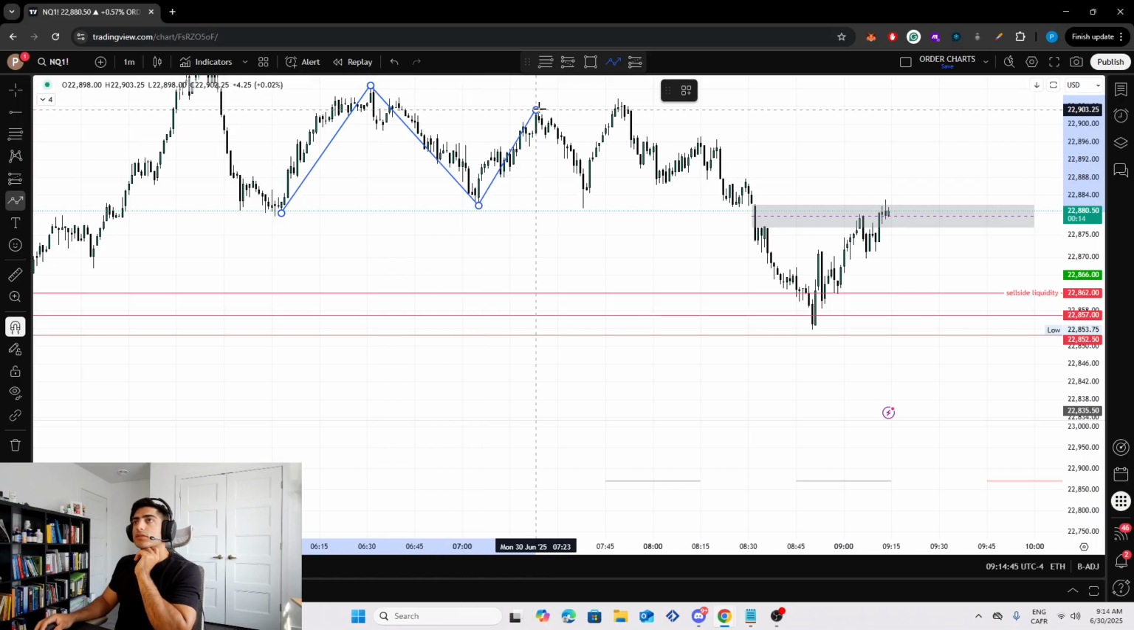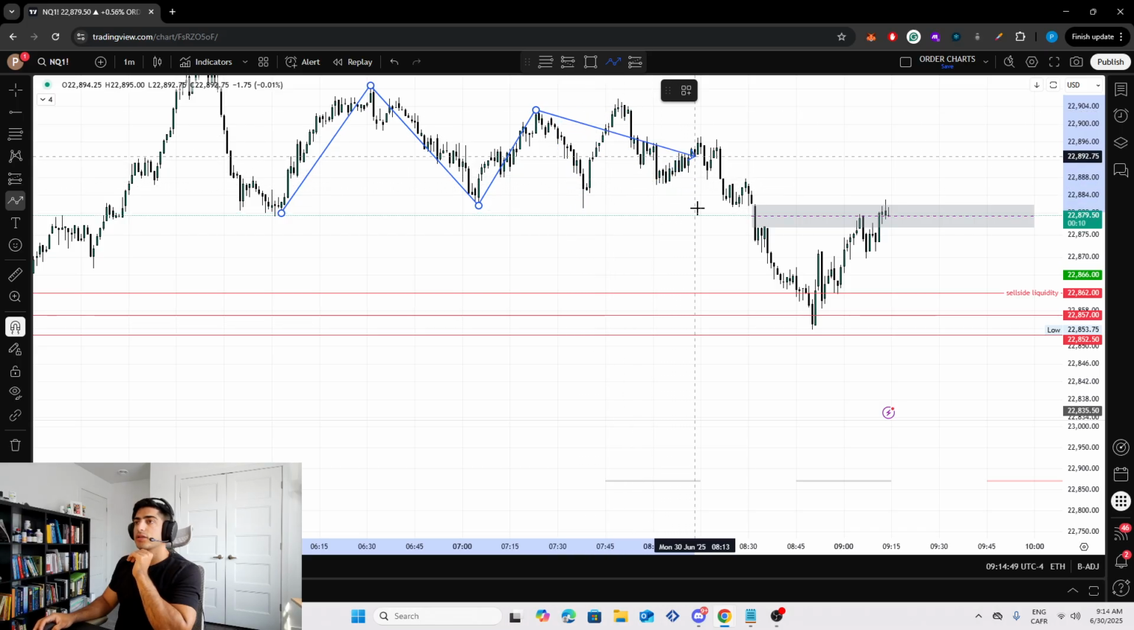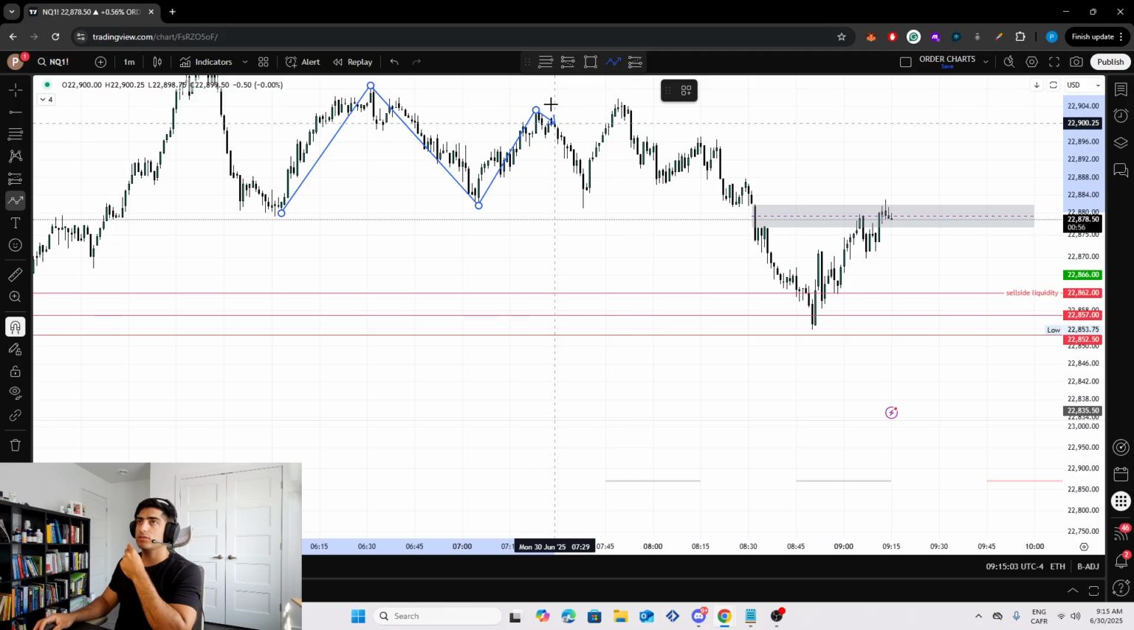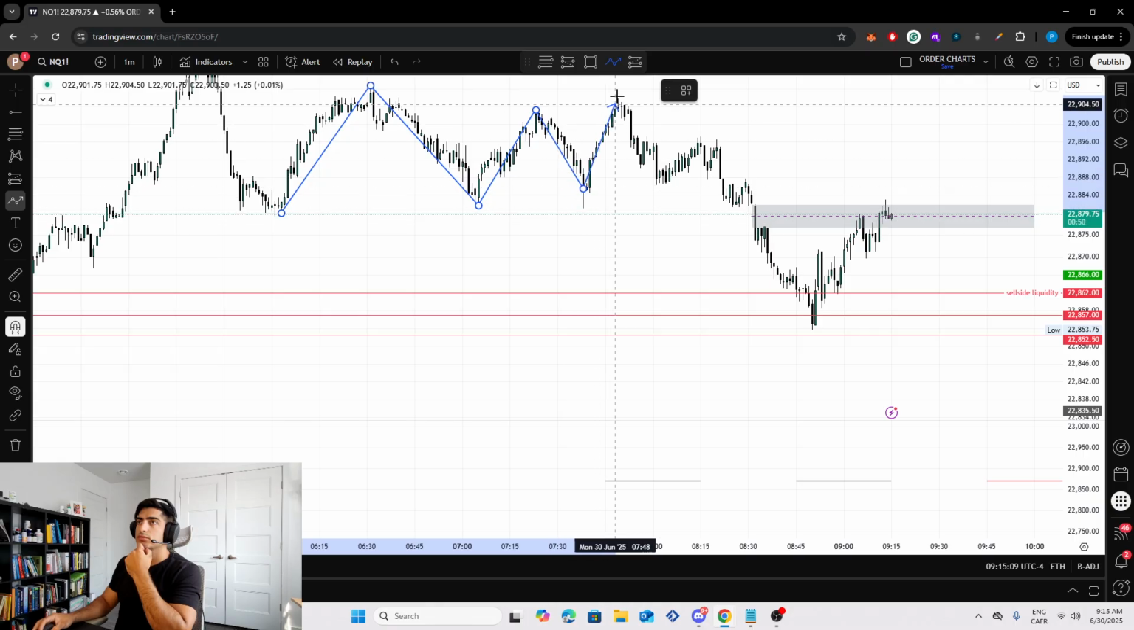Same thing over here. It took this high, you see right over here. It took this high on the right, and that was in a macro time. So exactly at 7:50, it took that high, and then continued lower.